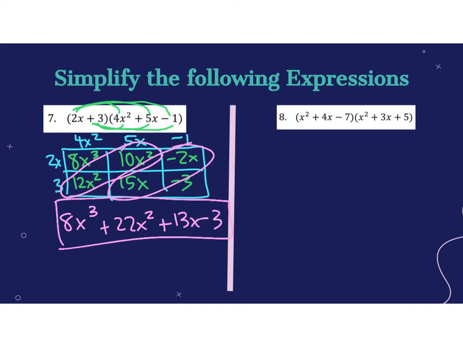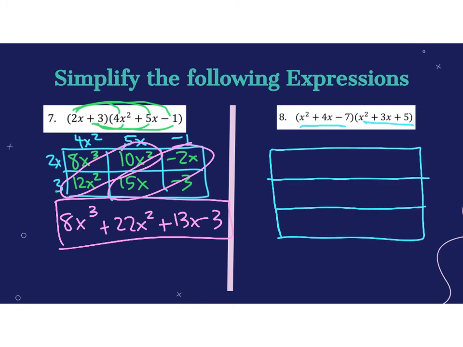All right, one more over here, and this time we have a 3 by 3. This is a big old rectangle here. So you need 3 rows and 3 columns. This is 9 terms that you're going to end up with. 4x, -7, x squared, 3x, and 5. All right, inside, here we go.